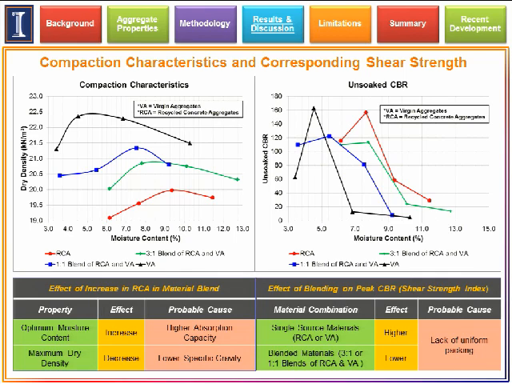On the other hand, you can see the effect of blending on peak shear strength index. You can see the single source materials like RCA and VA have a higher peak compared to the blended materials like the 3:1 blend or the 1:1 blend.